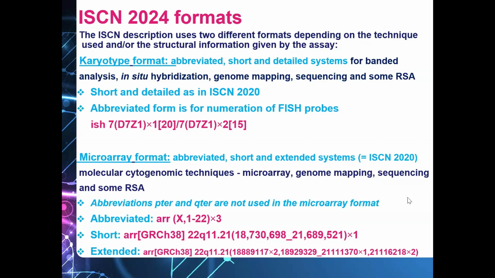As I say, the short and detailed forms for karyotype format are exactly the same as in ISCN 2020. The abbreviated form is for enumeration of the FISH probes. It was there, it just was never specifically stated that this is an abbreviated form of the karyotype format. And I've just given you an example here of the format.